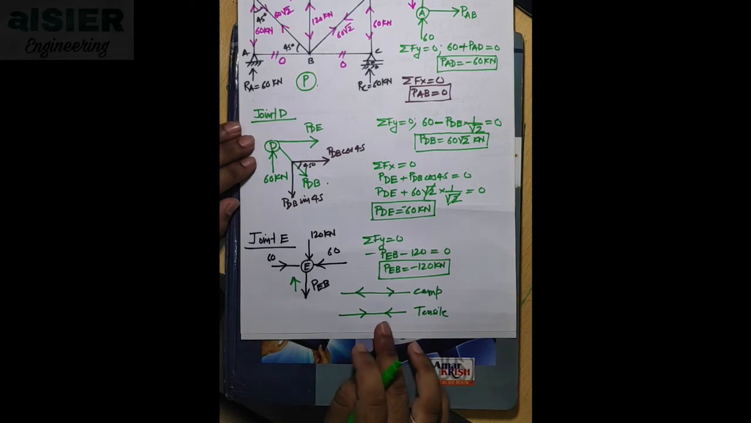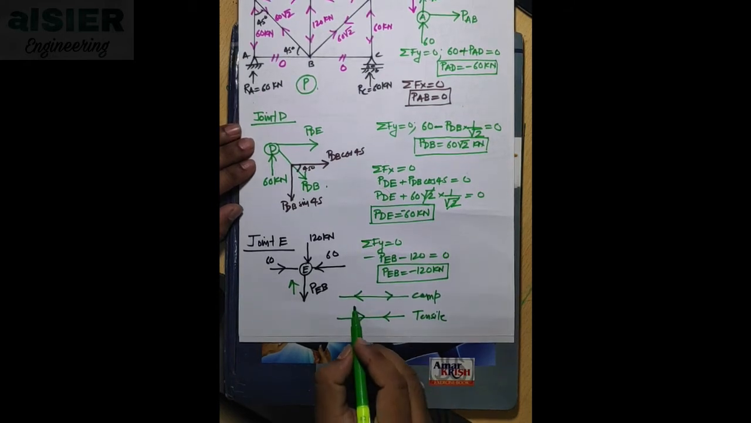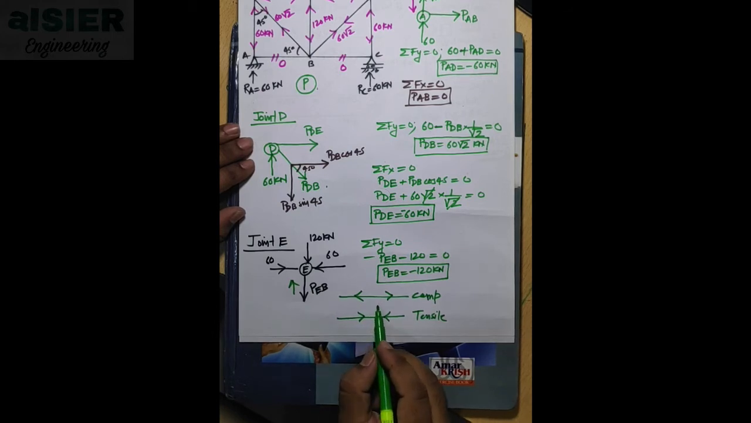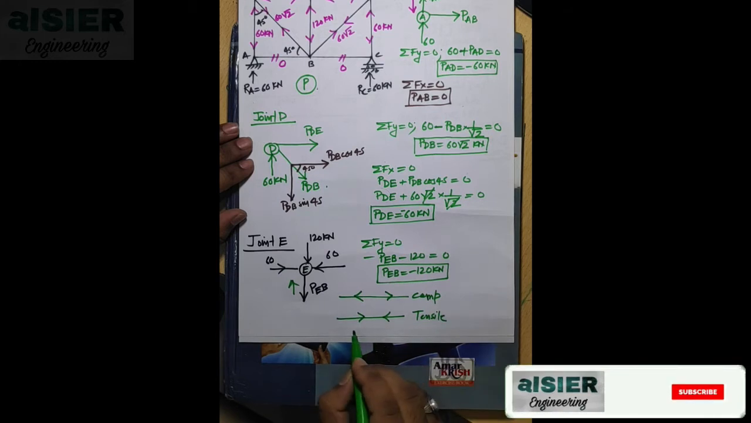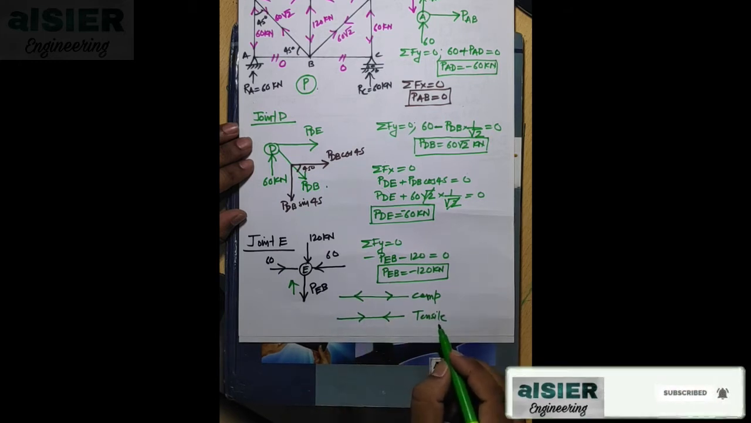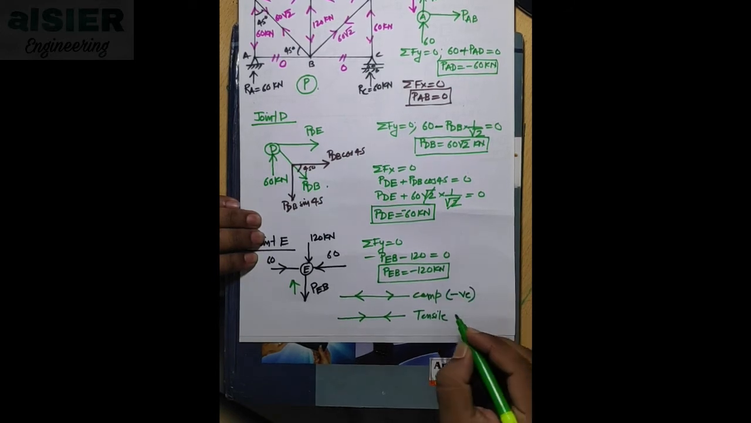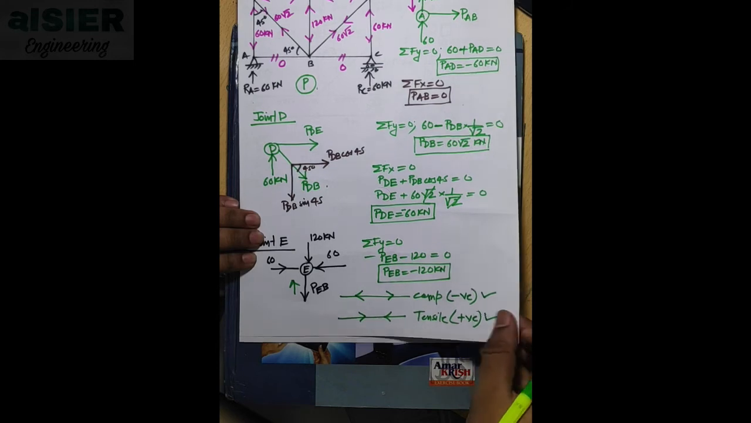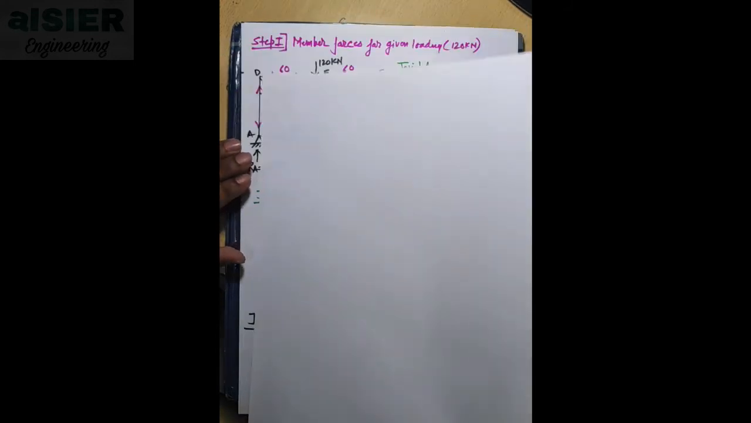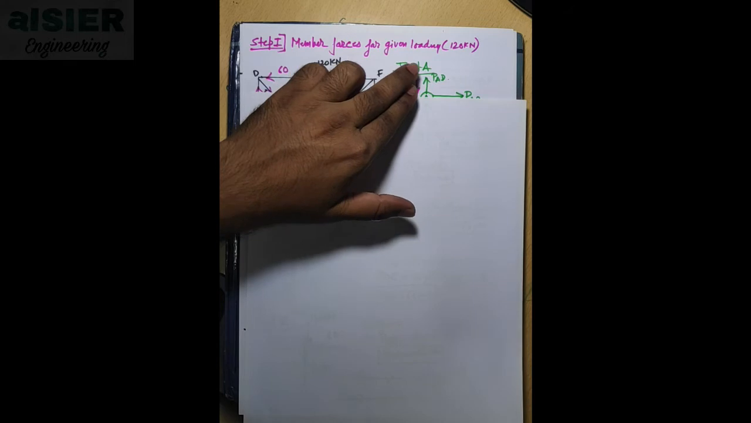Okay, this is because we are considering the forces towards joints and away from the joints. Also, these are not external forces, these are internal forces. Therefore we have to consider it as opposite. So forces going away from each other as compressive and forces coming towards each other as tensile. Also, we will consider compressive as negative and tensile as positive. So this is very important, please note down this. Now what was step 1? Step 1 was member forces for given loading.